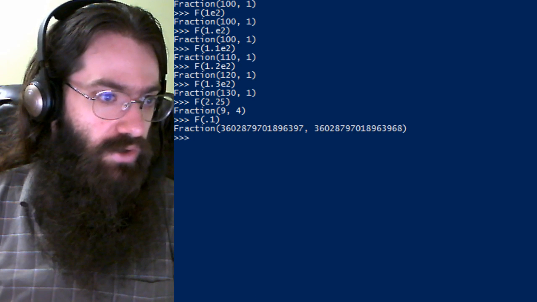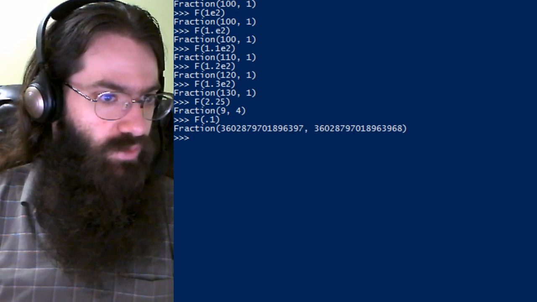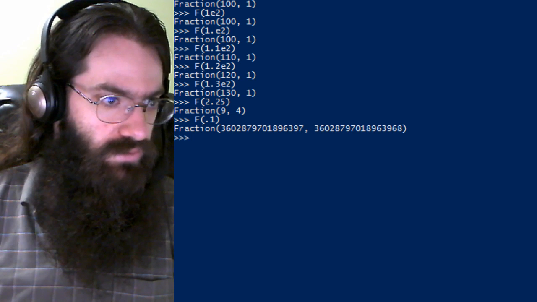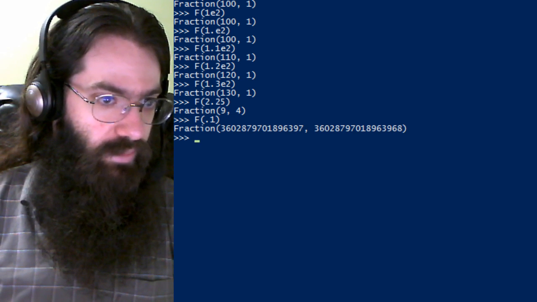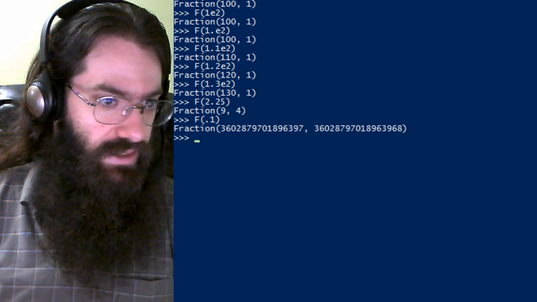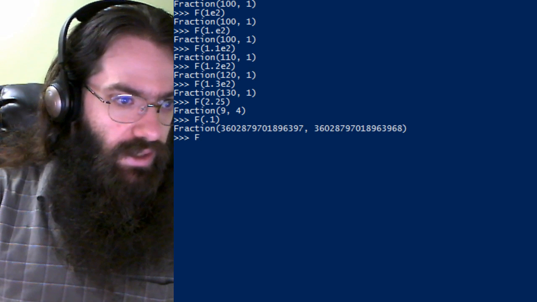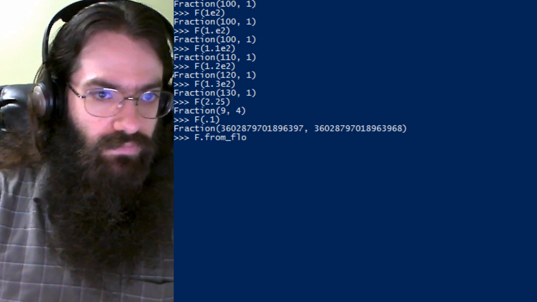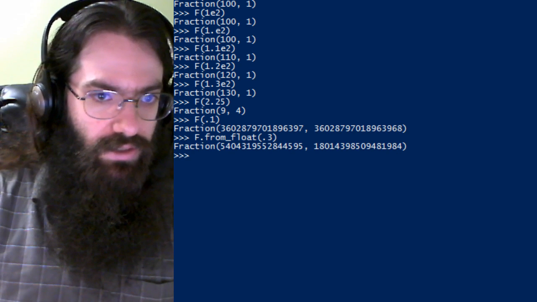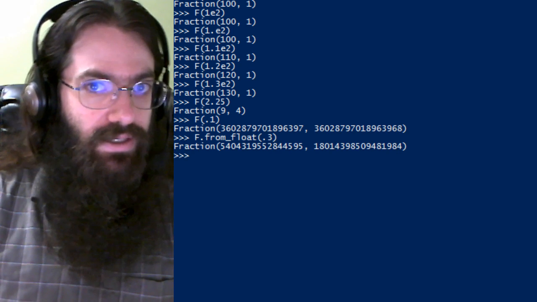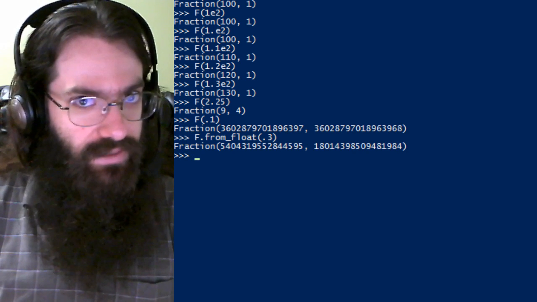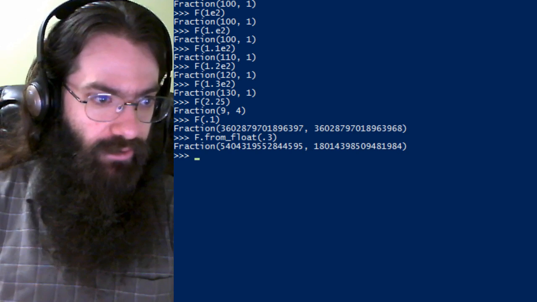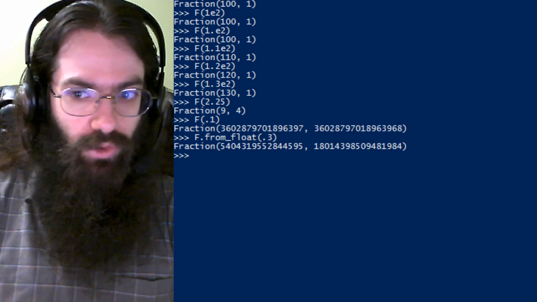Numerator, denominator. From float constructs a fraction representing the exact value of a float, which must be a float. Beware that 0.3 is not f dot from float of 0.3, and it's that because it's almost actually 0.3, but not quite, because of binary representations of floating point numbers.